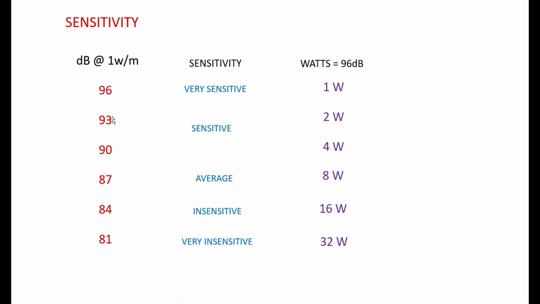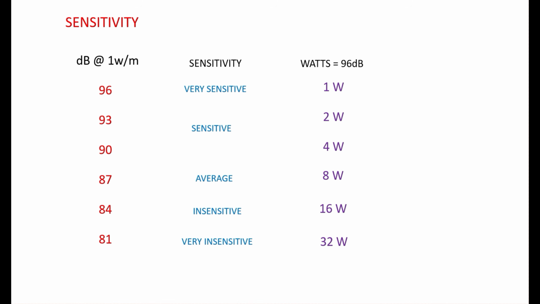So for 93, I'm going to need 2 watts because it's 3 dB less. I need double the power. Double the power from 1 watt is 2. If I go 3 dB down at 90, now I need 4 watts. Another 3 dB down, now I need 8 watts. So by the time you get to an 81 dB sensitivity speaker, you need 32 watts of power, or 32 times the power, to make the same level of output as a 96 dB sensitivity speaker.